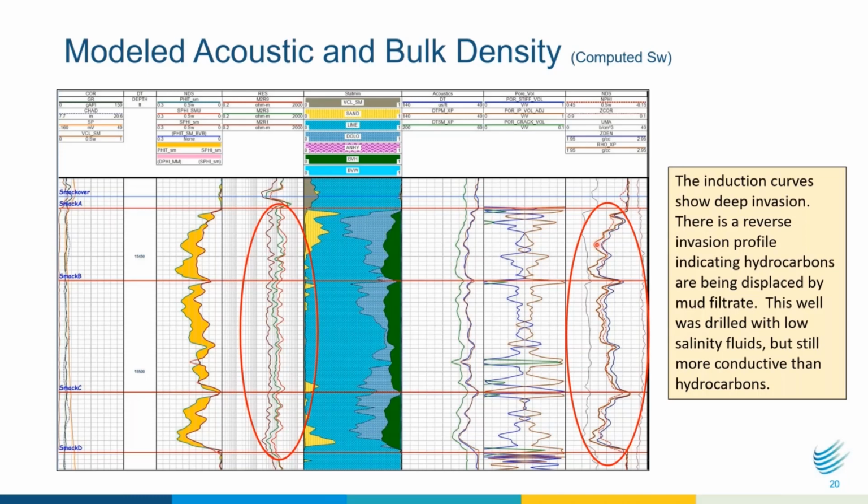But if we look at it, our bulk density is not exactly right. It looks like it's measuring way too low a bulk density. And I suspected right off the bat that's probably due to invasion, because this is calculated assuming a very low water saturation, like 10% or so. That's not uncommon in these deep, hot carbonates.